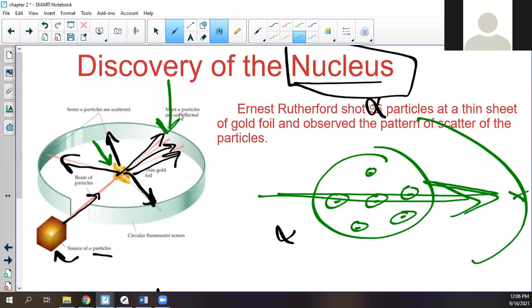Most of them went right here, but some of them curved away, and some of them bounced very sharply back at the source. Alpha has a positive charge. So say it. This is great. Say it.